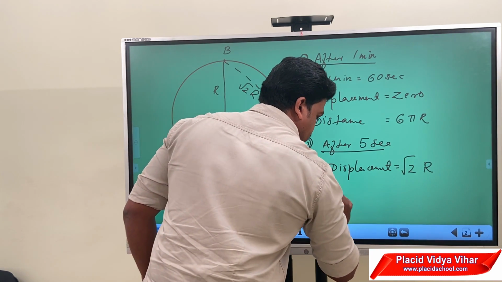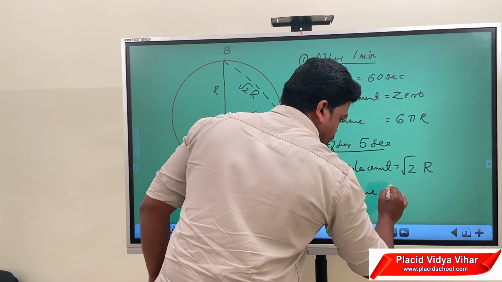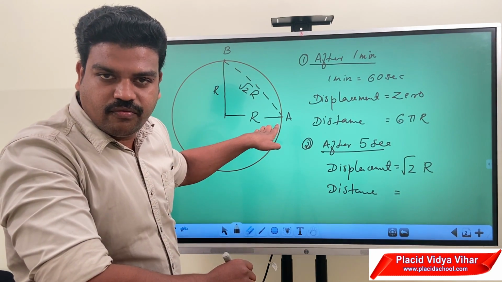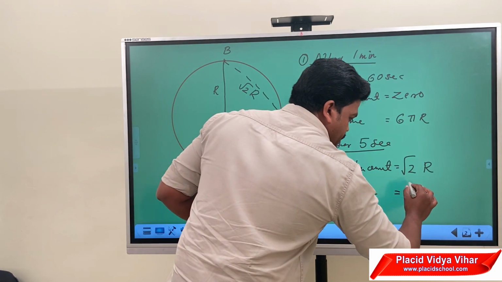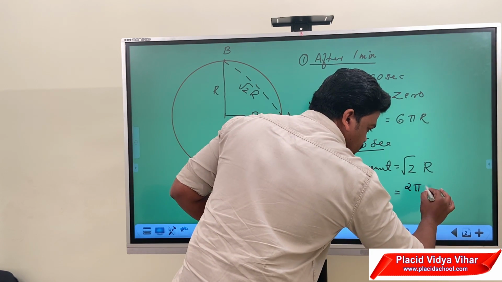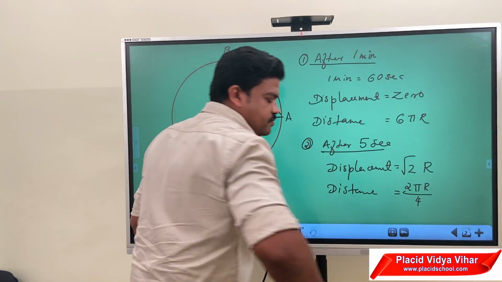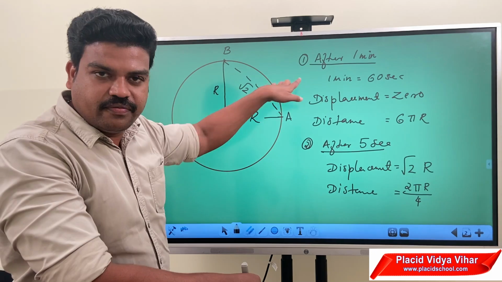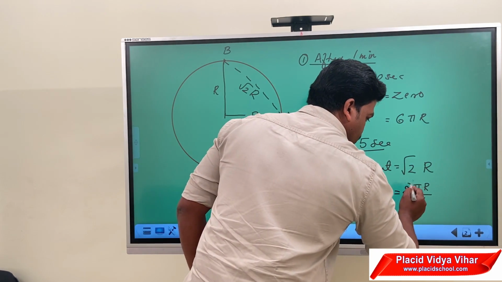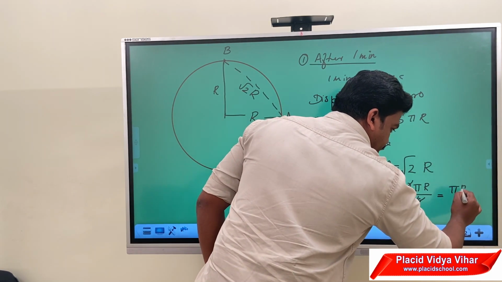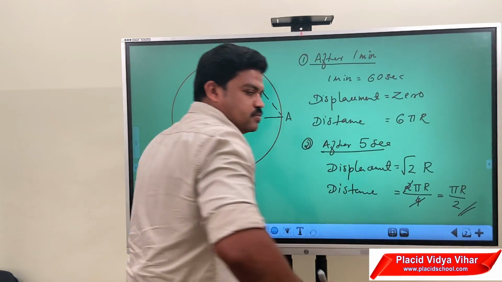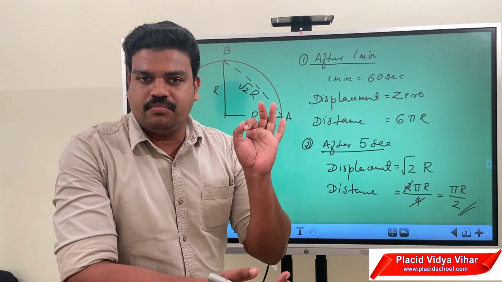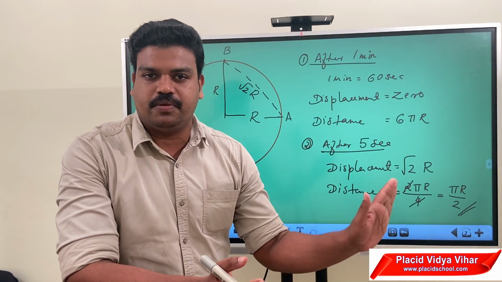And what about the distance? Distance is equal to the circumference of this circle, 2 pi r, divided by 4. The quarter portion of 2 pi r is covered after 5 seconds. That is equal to pi r by 2. On the basis of this problem, we can understand clearly what is the basic difference between distance and displacement.